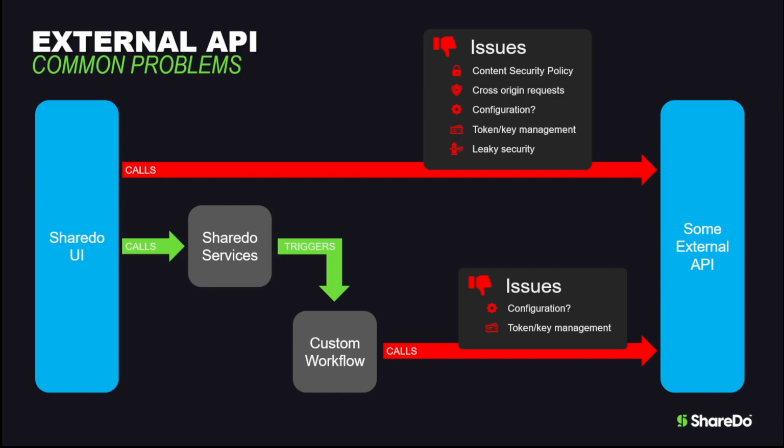But ultimately, you've got to have some control of that external API to allow the call to come from Sherdo. The next problem is around configuration. So the Sherdo UI needs to call the API, but typically you're going to have this deployed in multiple environments.